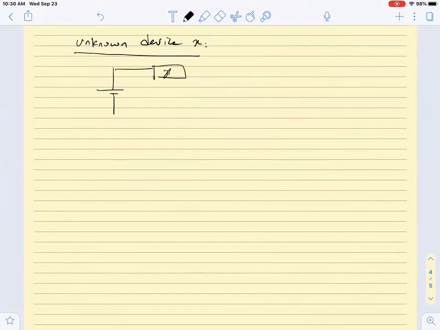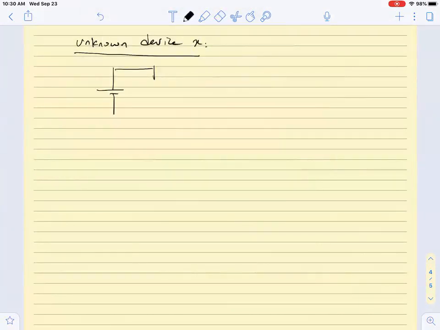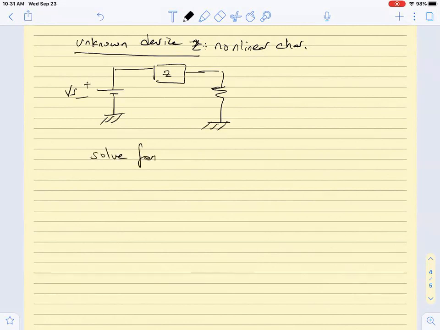I have device X, or let us not call it X, device Z, because we used the point X before. So let us assume that I have some device Z, which is non-linear, with some non-linear characteristics. This device Z is connected to a resistor and to supply voltage Vs, and we are trying to solve for the DC bias points, or the operating point of the circuit.